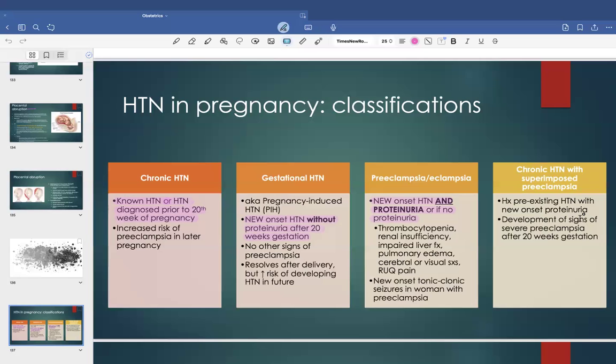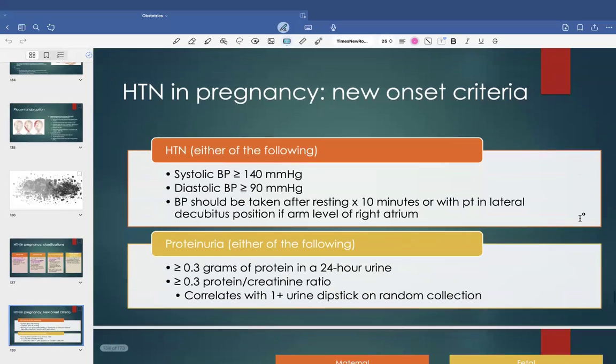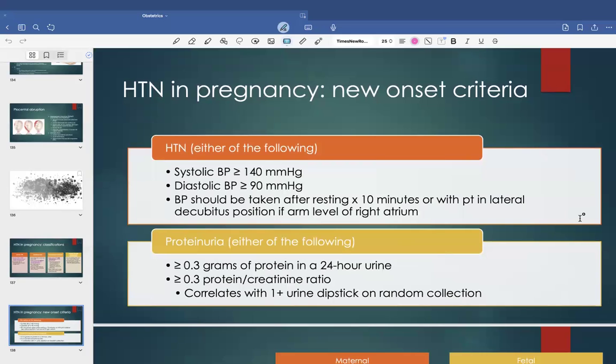Let's just quickly go over the new onset criteria. If their systolic BP is greater than or equal to 140, or their diastolic BP is greater than or equal to 90 millimeters of mercury, that is considered hypertension. How to take the blood pressure, and then the levels of protein. Proteinuria is considered equal to or greater than 0.3 of protein in the 24-hour urine, or 0.3 in the protein creatinine ratio. This correlates with the 1+ on the urine dipstick in a random collection. So that's just your criteria to know moving forward, what we're looking for.